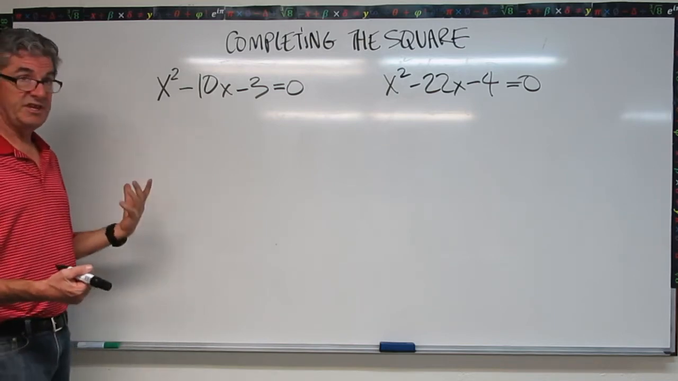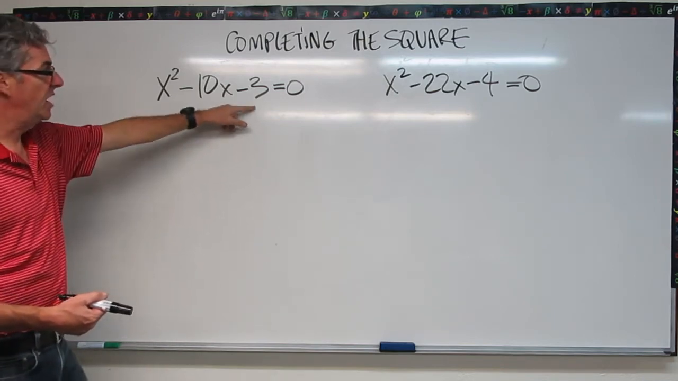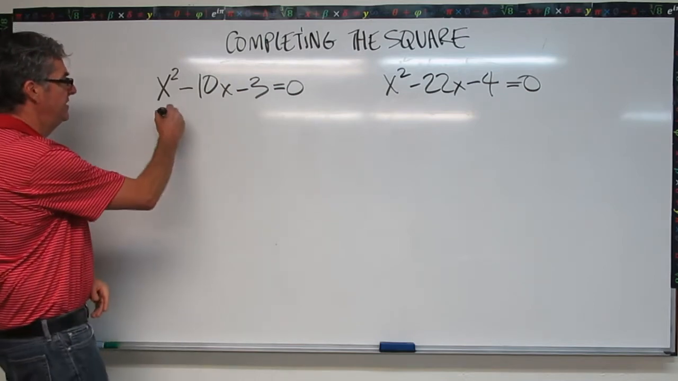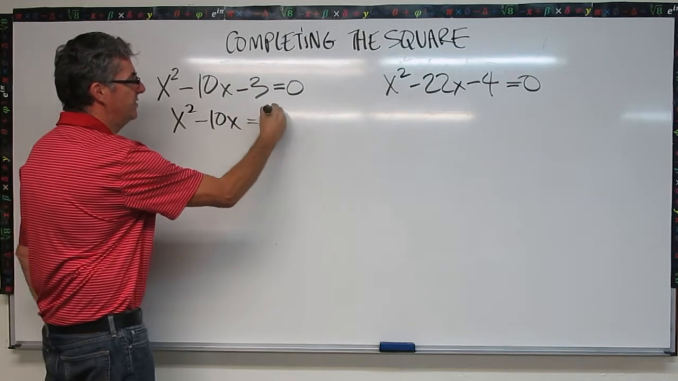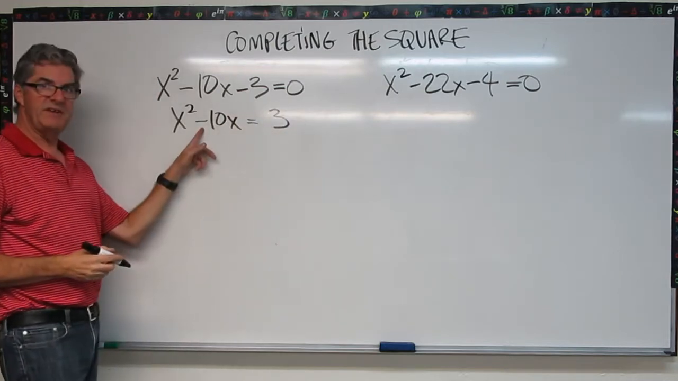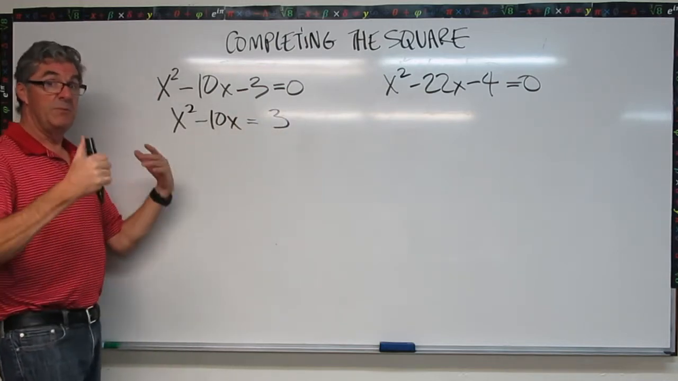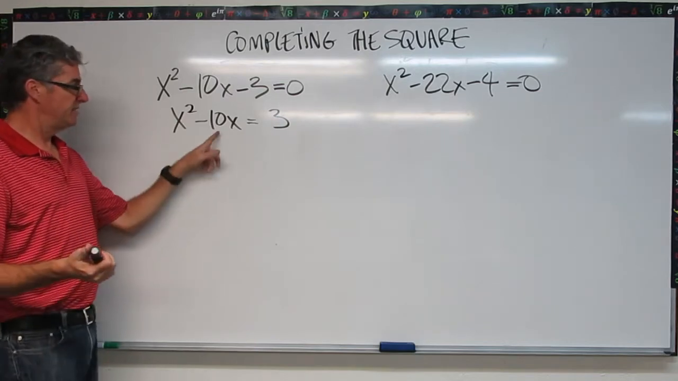Okay, so let's take our steps one at a time. Move the constant over to the other side. That gives us x squared minus 10x equals 3. Now don't let the negative mess you up. We can still do b over 2 squared. This is my b term.